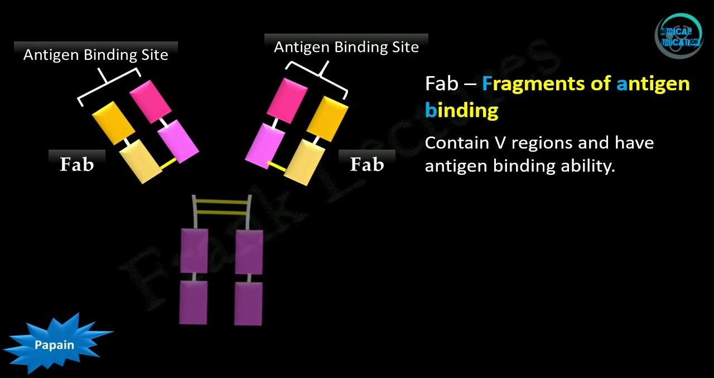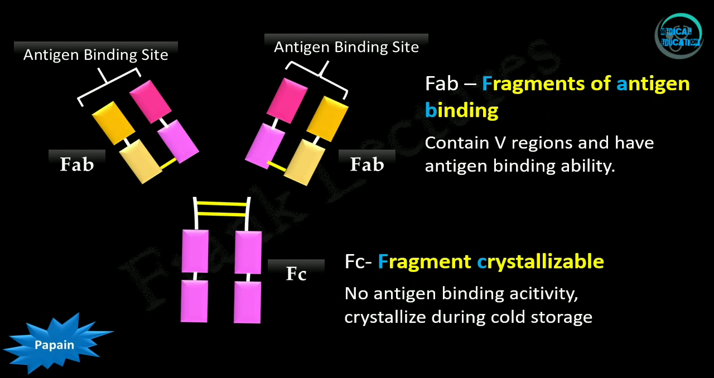The third fragment has no antigen binding activity at all. It consists of constant regions of heavy chains, held together by disulfide bonds. It was found that this fragment crystallized during cold storage. So, it was called fragment crystallizable, abbreviated as FC. We now know that FC fragment plays a role in opsonization and complement fixation, which involves antibodies.